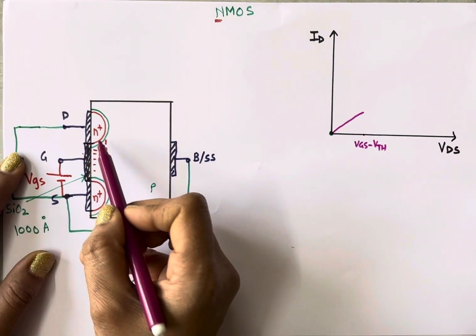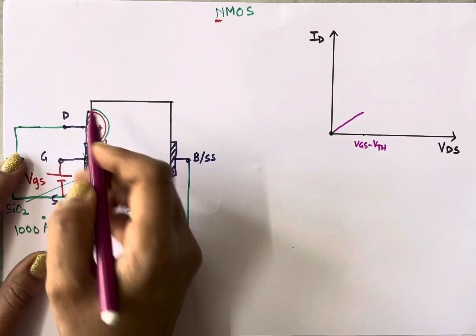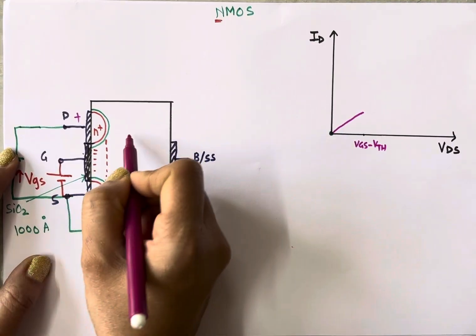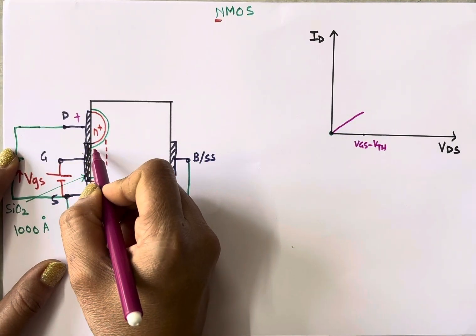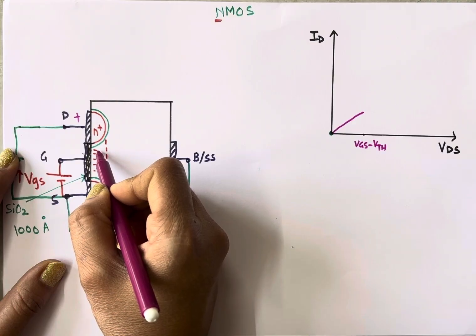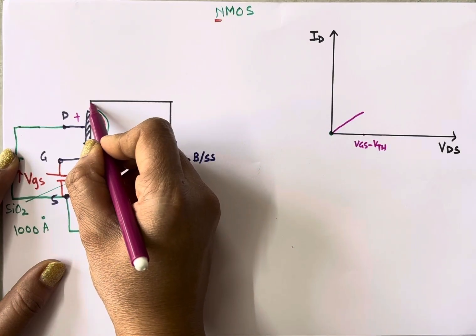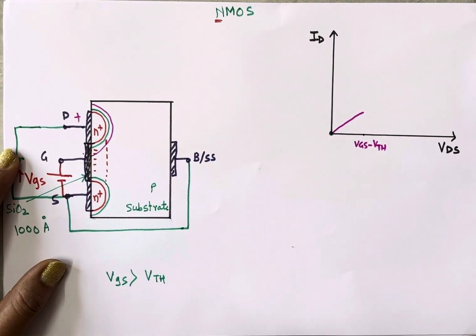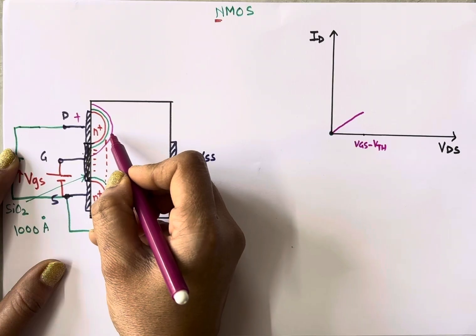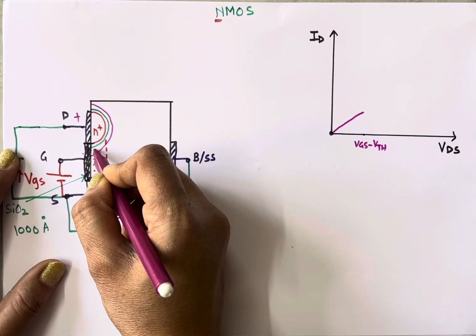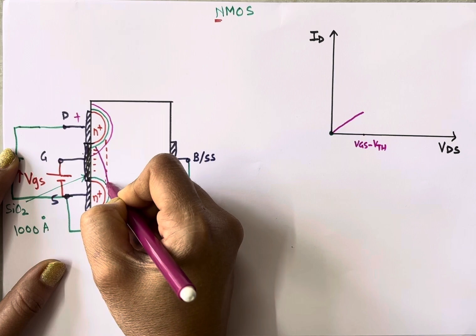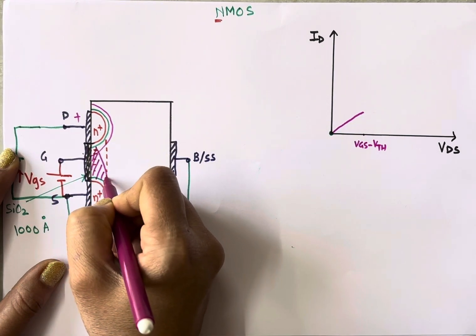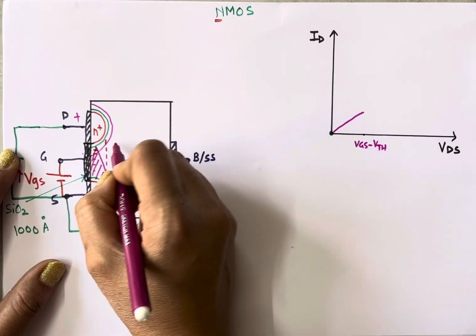Then what happens? You can see this is negative material which is connected to the positive plate, and this substrate is positive but it is connected to the negative plate. So this PN junction becomes reverse biased, and because of the reverse bias, the width of this depletion region continuously increases, and because of the increased width of the depletion region, the channel width at this point decreases. Channel width decreases, and this is called the pinch off region.